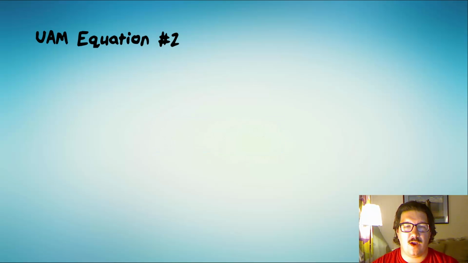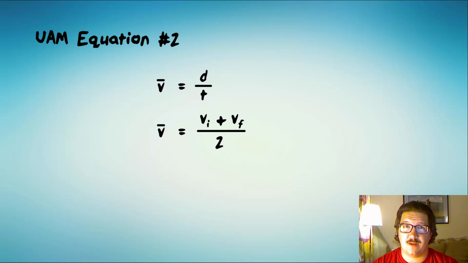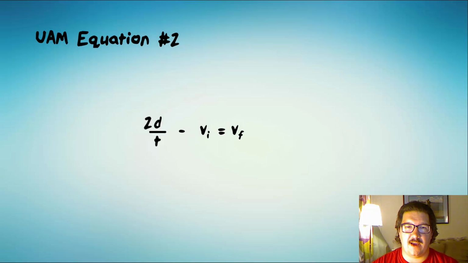All right, on to UAM equation number 2. I hope that you recall that there are two equations for average velocity: d over t and vi plus vf over 2. And since they both equal v average, we can say that they equal each other. If A equals B and A equals C, then B equals C, right? So let's do that. Let's set these two equations equal to each other. And now let's multiply both sides by 2. And so we end up with the 2 over here. And then let's subtract vi from both sides.